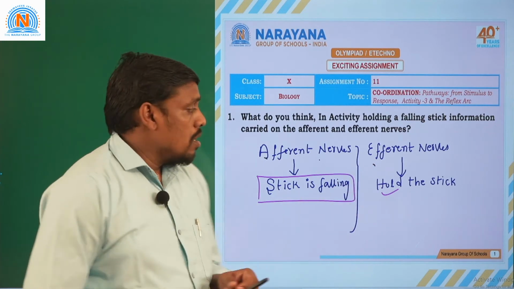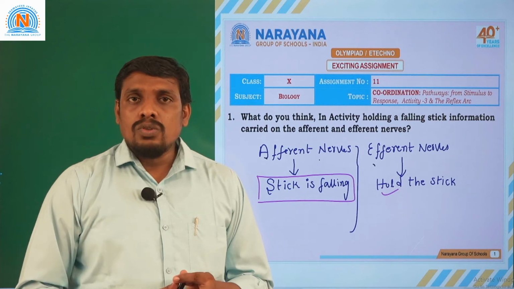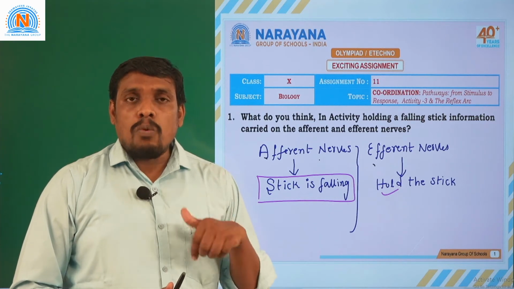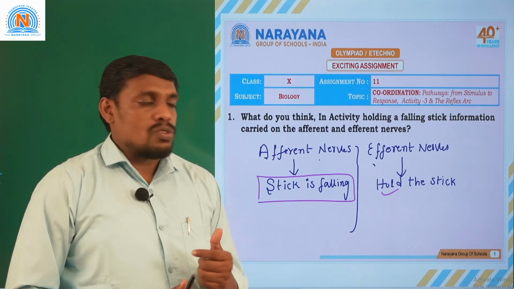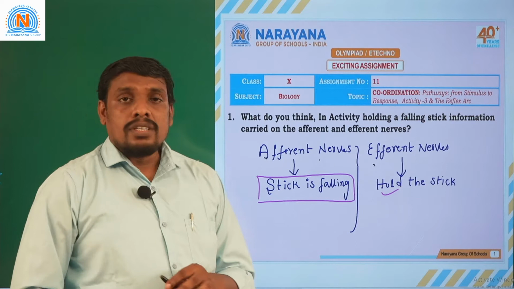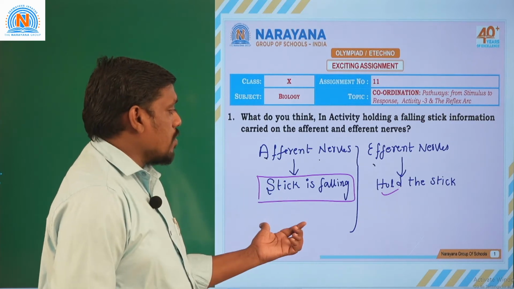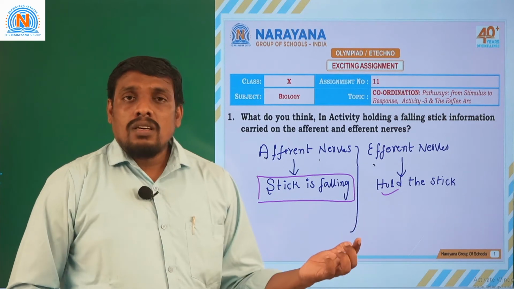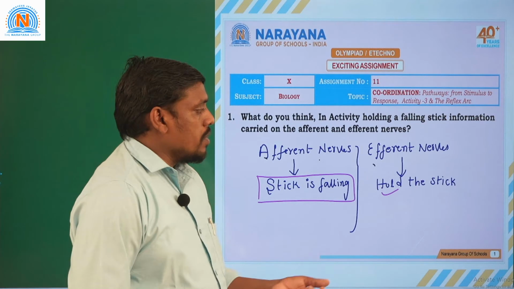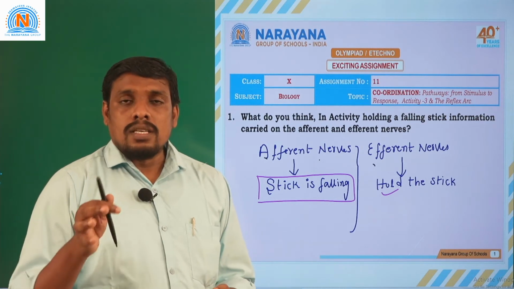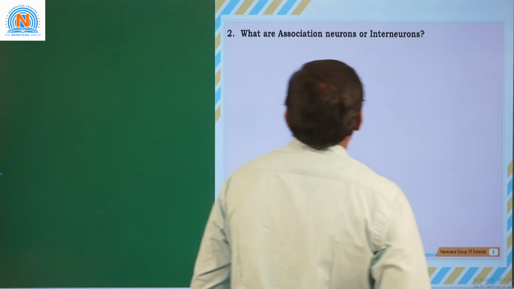functioning well. Whereas, if you want to catch the stick, our body, our brain, our spinal cord needs to coordinate with the efferent nerves. Clear students? So, afferent nerves coordinate with catching the stick while it is falling, whereas efferent nerves coordinate with holding a stick in a proper position. Clear? Going for the second question.